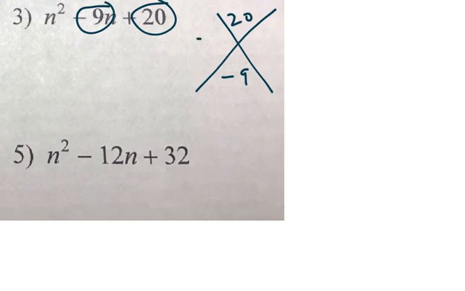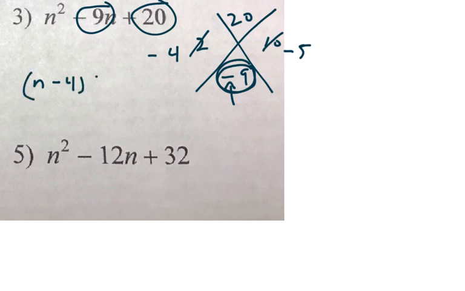So for example, if I try 2 times 10 for 20, can I get this 9 here at the bottom? No. So I have to think of another way to get 20. And it so happens to be 4 times 5 is 20. Now, to get a negative 9, watch your negatives here, guys. I want to make sure these are both negative. So that's why I know my final factored form is n minus 4, n minus 5. Or n minus 5, n minus 4.